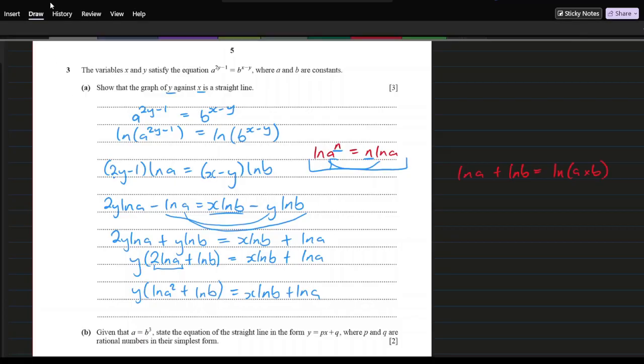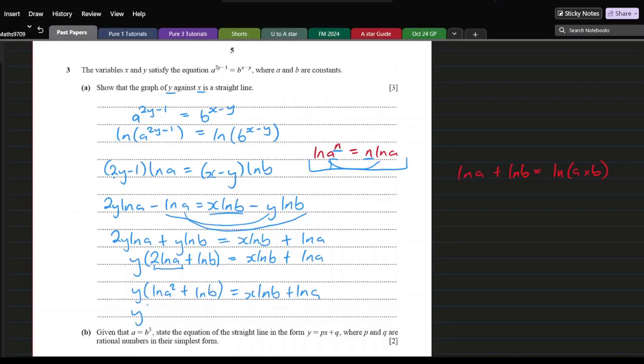Okay, so in our case we end up with y ln a squared times b, and this is equal to x ln b plus ln a. Alright, now let's continue on the side. We've run out of space, so let's make y the subject of the formula. y is equal to ln b divided by ln a squared b, and then we've got our x here, plus ln a over ln a squared b.